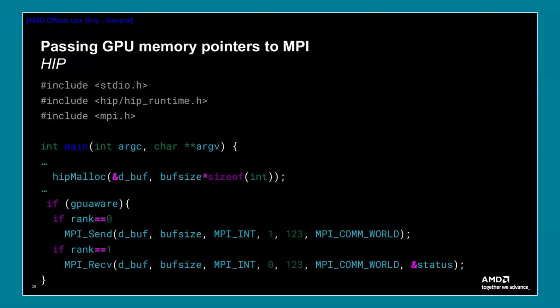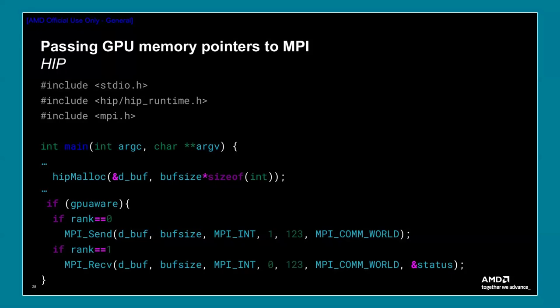So if you have detected that you have GPU-aware support, this is just doing a simple send receive pair. Rank 0 is going to send that device buffer from its memory to rank 1, and rank 1 is just going to receive that. It's very straightforward. All you do is pass that device pointer. There's nothing fancy going on here. That's literally it. Nothing crazy.